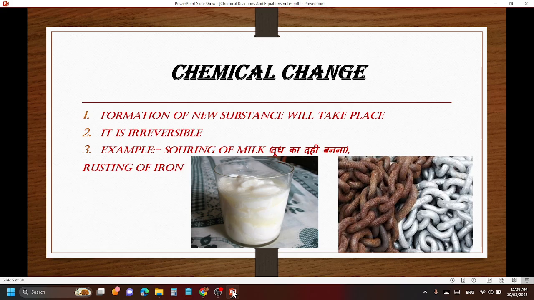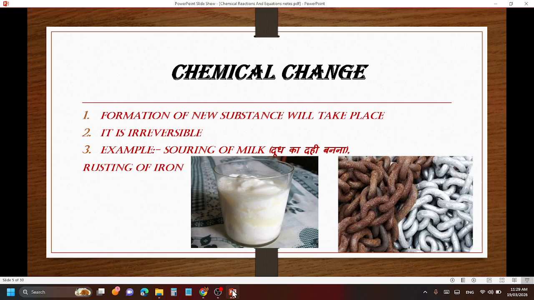Milk was a little sweet in taste, but curd is sour in taste. Milk smells good, but curd will have a different smell. Milk has lactose sugar, but curd has lactic acid. So these are all chemical changes which occur in the milk. So this is a type of chemical change.